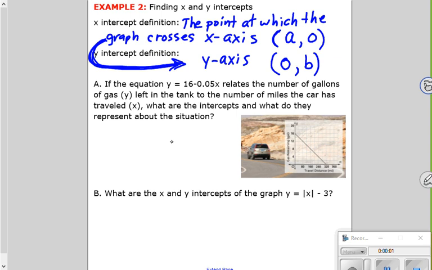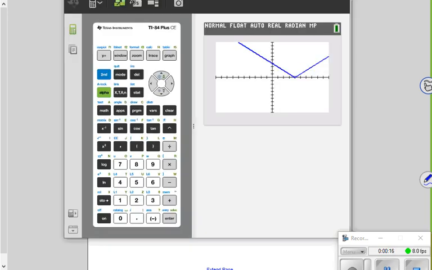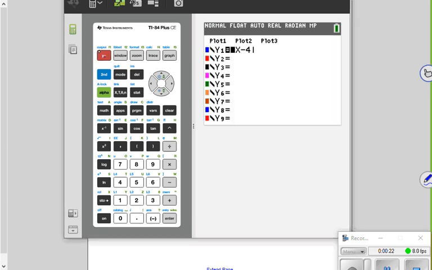Here we go. We're recording example 2 from lesson 1.1, and we're looking at part A. Right now we are putting this equation into our calculator. We're going to go to the calculator and put in y equals 16 minus 0.05x.